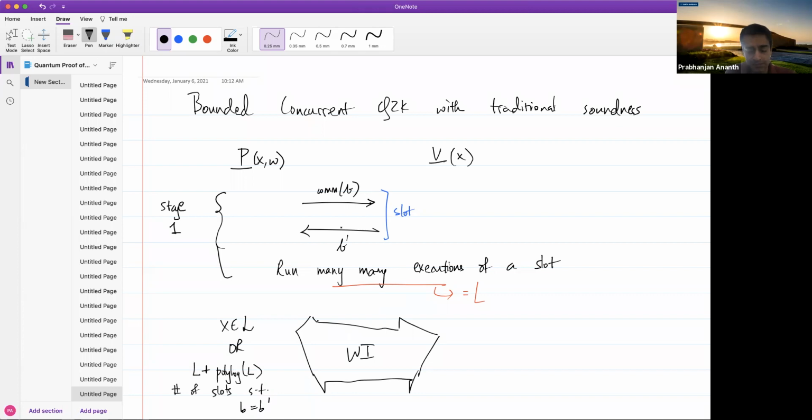So in more than half, some significant fraction more than half. Oh, sorry, it should be L plus L over 2. Something that is slightly more than half. In those many slots, it has to be the case that the verifier's bit is the same as the bit committed to by the prover. Okay.